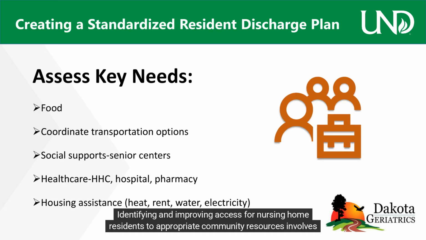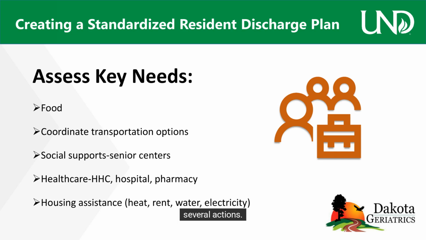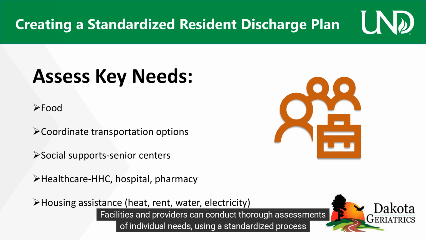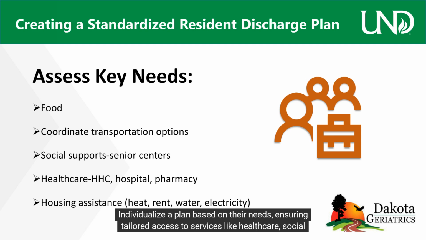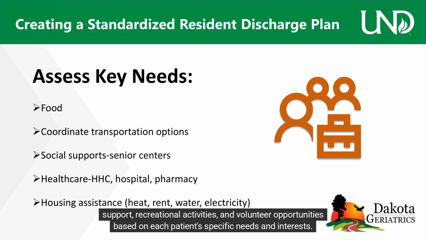Identifying and improving access for nursing home residents to appropriate community resources involves several actions. Facilities and providers can conduct thorough assessments of individual needs, using a standardized process to assess the resident's needs for a safe transition to home. Individualize a plan based on their needs, ensuring tailored access to services like healthcare, social support, recreational activities, and volunteer opportunities based on each patient's specific needs and interests.